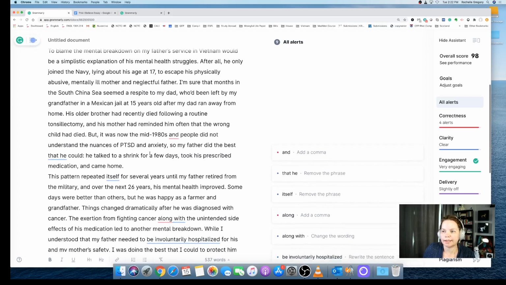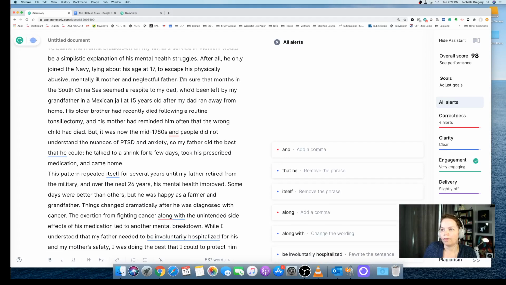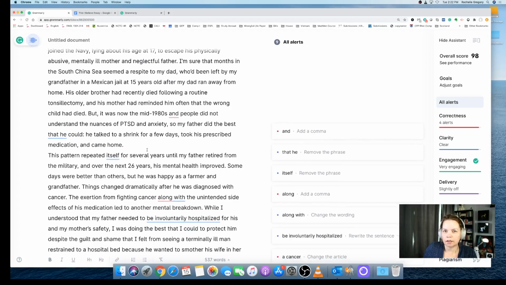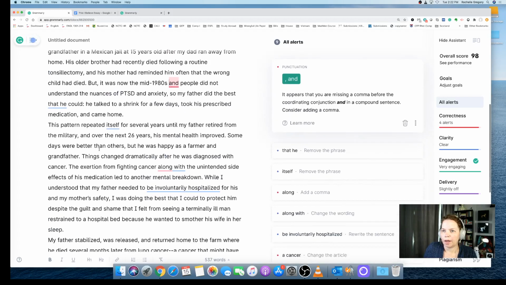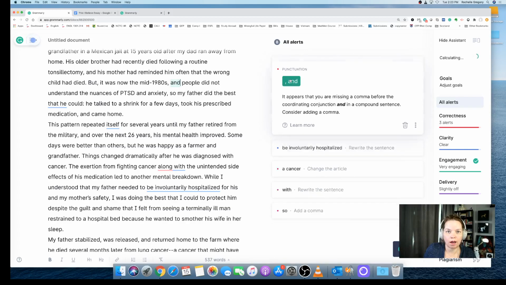These are places where it's saying, I think you might need to add a comma, or maybe the phrasing here is a little redundant. So let's look at that. So it's saying right here that I need a comma. Now the rule for commas is that you need to have a complete sentence on both sides if you're going to use a coordinating conjunction. But it was now the mid-1980s and people did not understand the nuances of PTSD. So the coordinating conjunction is and, I have a complete sentence on the first half and I have a complete sentence on the second half. So yes, that is correct. I do need a comma there.